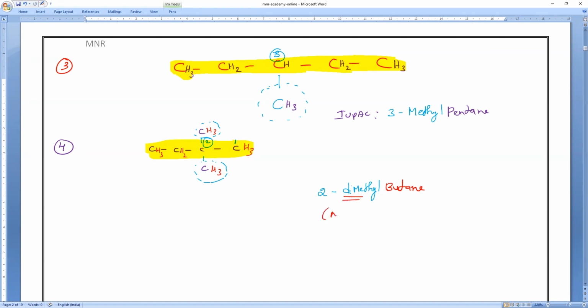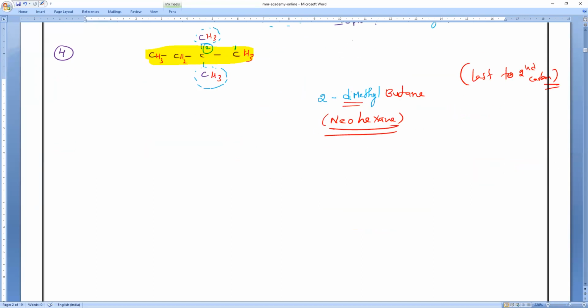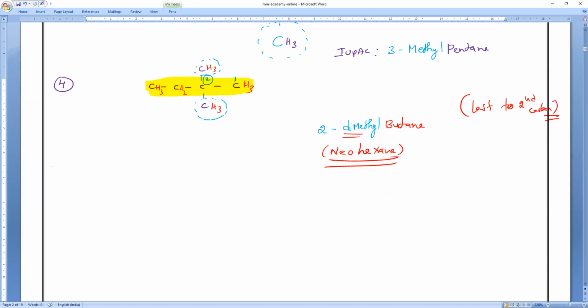So we used to call it as, anybody? 2 methyl groups, what do we call it? Neo. So it is a neohexane. But remember, this is also for what? Last-but-one, which carbon? Last to second carbon. Understand? Yes, everybody. Remember that. If you are using the word neo, it is from the last-but-one, the second carbon. Any doubt, anybody can ask.